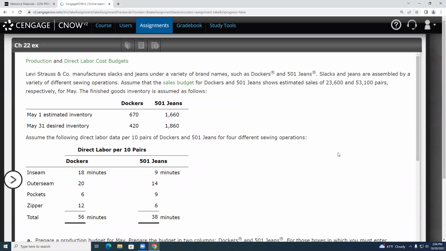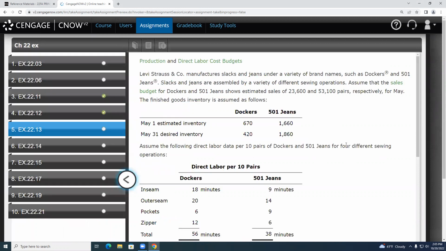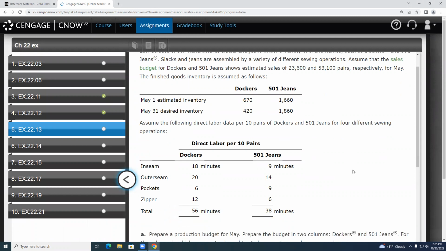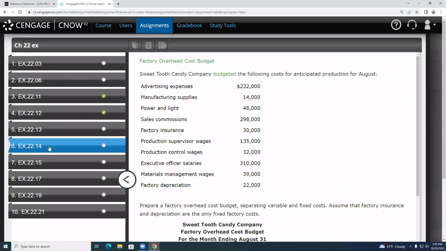For the moment, I'm going to skip over exercise 5. Now, you will need to complete this, but it includes, as you can see, a production and a direct labor cost budget. We've done both of those already. And so, hold off, make sure that we cover all the new material, and we'll come back to that if we have time at the end of class, or I'll ask you to complete that on your own. And let's move on to exercise 6.